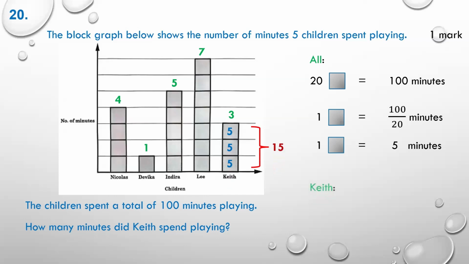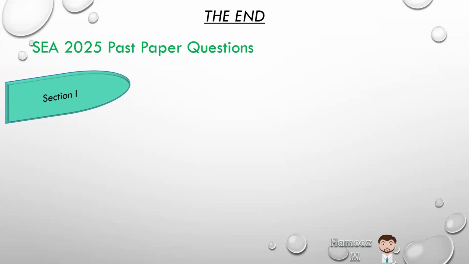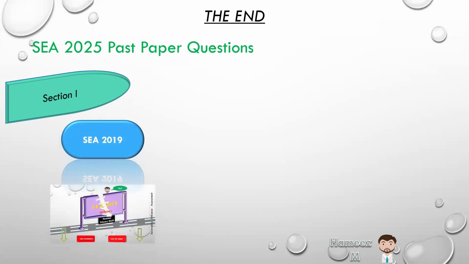Or we could do some working like this. If 1 block of playing time is 5 minutes, 3 blocks of playing time is 3 times 5, which is 15 minutes. So this brings us now to the end of this SEA 2025 past paper question, specifically looking at section 1. When we started the series, we started with the year 2019. That was our first solution. And we have done each year up to this present year, which is 2025.